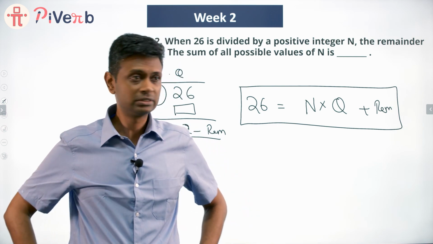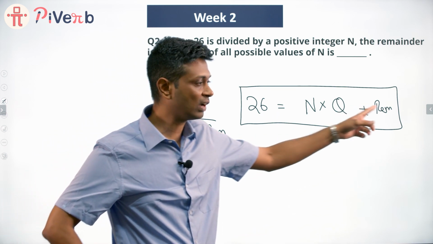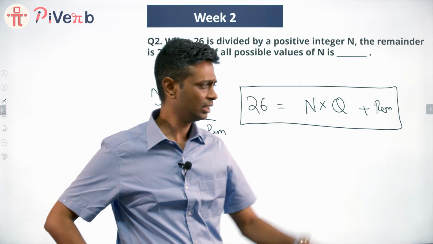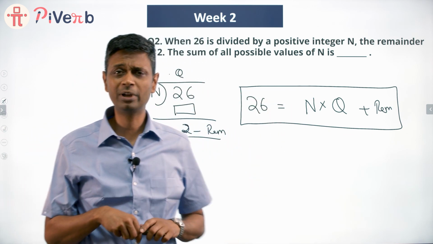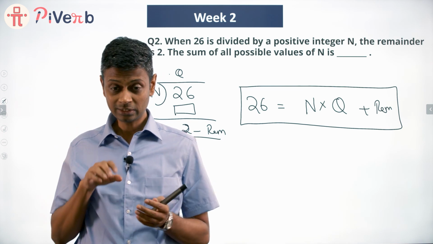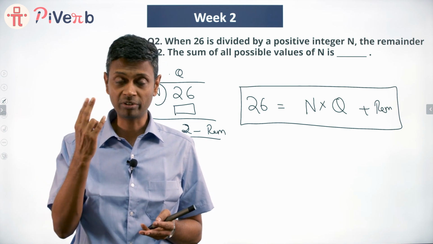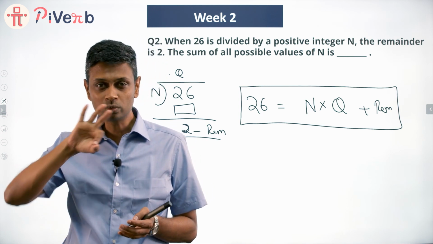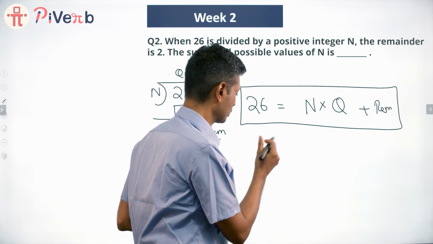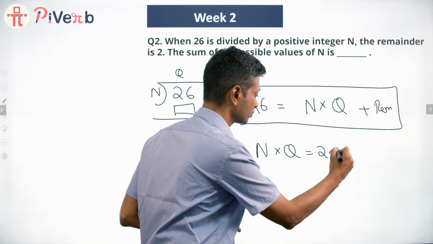Any number is divisor into quotient plus remainder. You divide 26 by n, you get a remainder of r, quotient of q. 26 is n into q plus r. Right? Now the remainder is 2. What does that mean logically? I divide 26 by n, 2 remains. Or this n goes some number of times to account for 24. 2 remains from 26. You remove this 2, 24 can be accounted for. Or n into q is 24. Lovely.